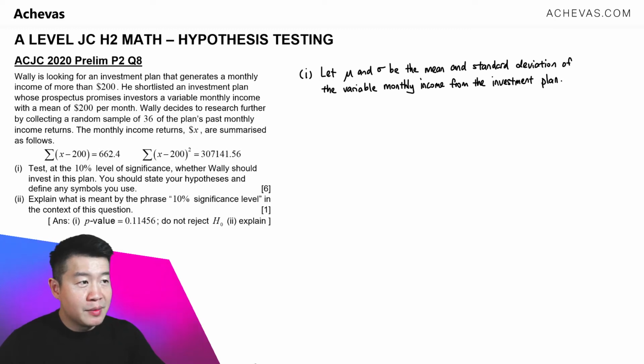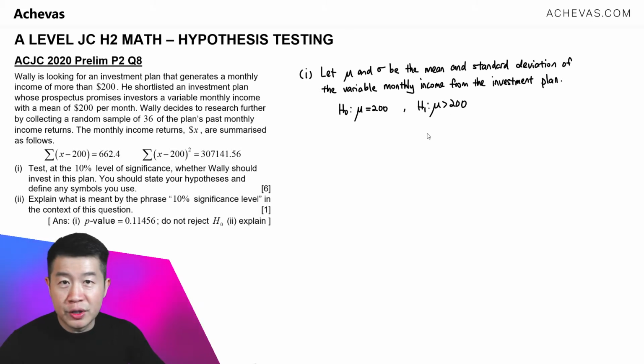We're letting mu and sigma be the mean and standard deviation of the variable monthly income from the investment plan. Wally is looking to invest if this income is going to be more than $200. So for the null hypothesis, we're going to let the mean be equal to 200, and for the alternative hypothesis, we're going to let the mean be more than 200.